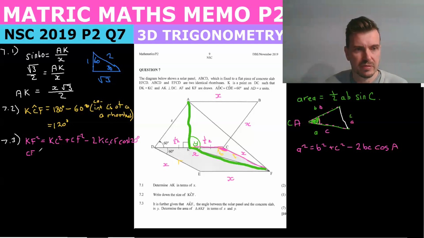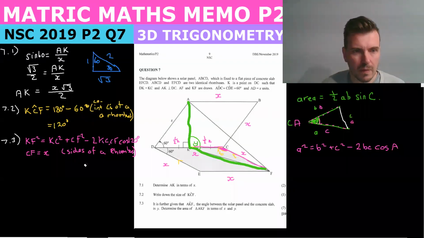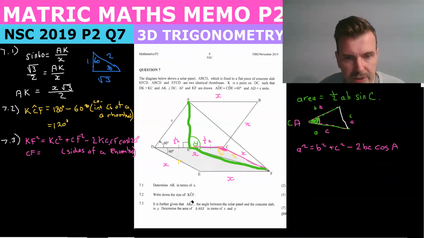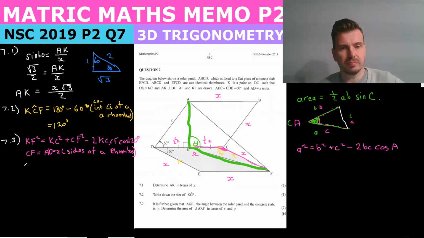We know that CF is equal to x, and that is sides of a rhombus. We probably need to say CF equals AD, because that's the one we were given as x. CD equals AD equals x, sides of a rhombus.